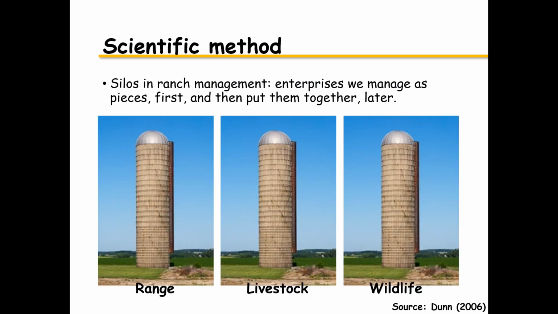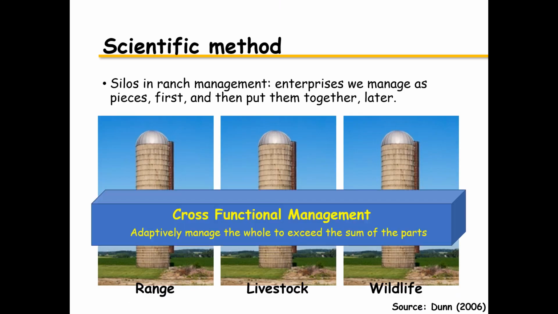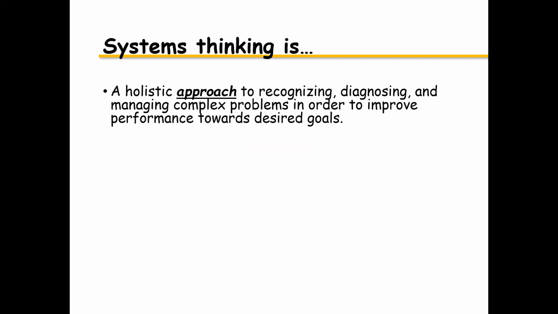And what one of my mentors, Barry Dunn, argued, and what I'm showing you here, is that the systems approach to ranch management is really about cross-functional management. How do we put all the pieces together to work cooperatively, or adaptively manage the whole ranch or the whole watershed or the whole system, so that the performance exceeds the sum of its parts? So we call this endeavor to try to put those pieces together the systems thinking approach.